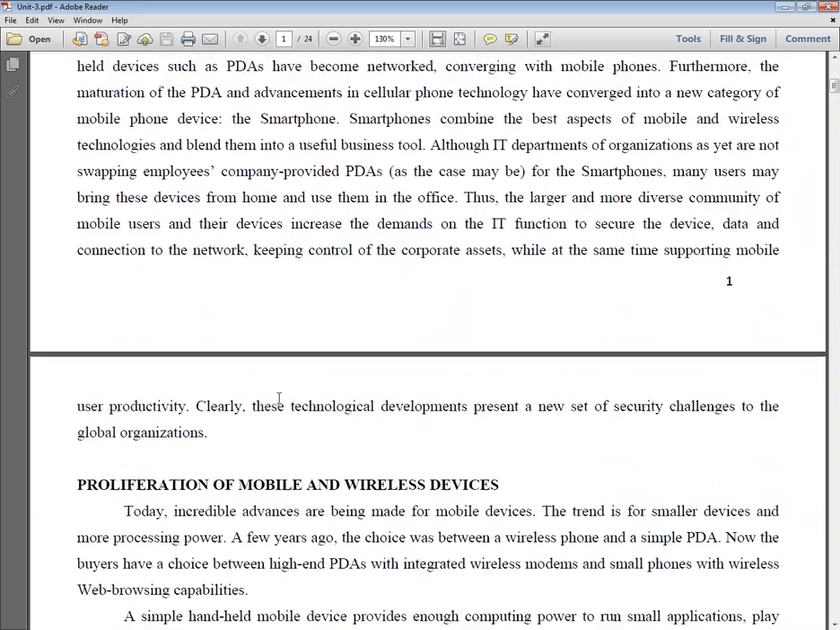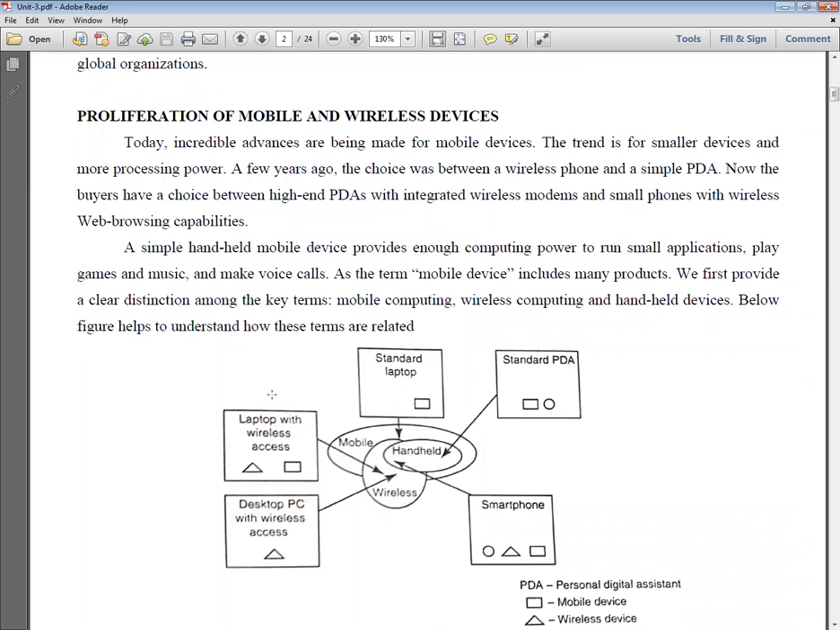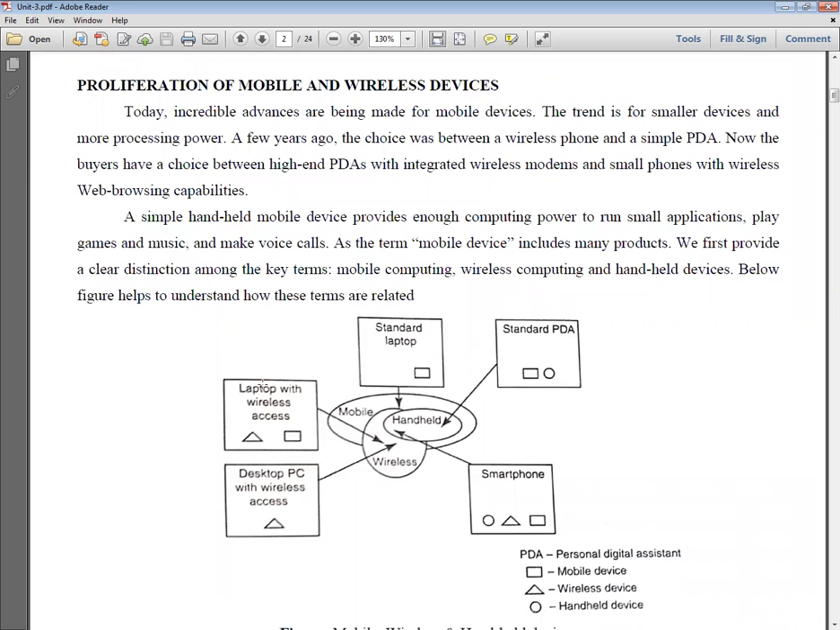So in the next concept, what we are going to see is the proliferation of mobile and wireless devices. Proliferation, as I already said, means sudden change, rapid growth. Suddenly the growth of mobile phones has been huge, so we can think about what the purpose of this sudden change in mobile and wireless devices is.